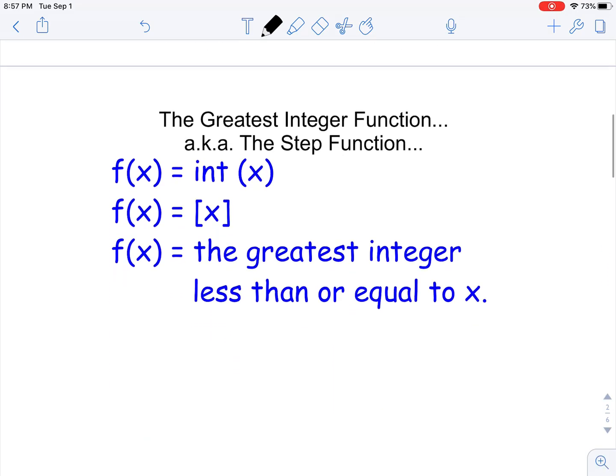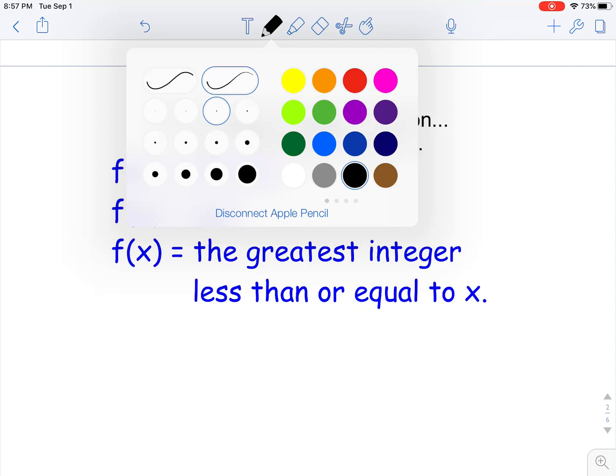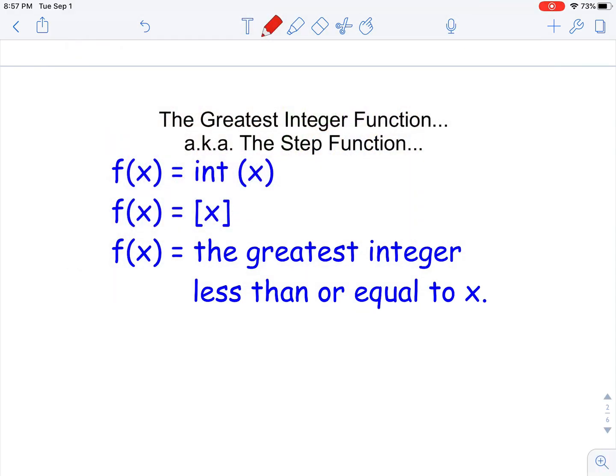So before we look at what that means, I do want to point out that there are two different ways that you might see the greatest integer function written. So we could see it look like one of these two. No matter which of these we see, we still read it as the greatest integer less than or equal to x. And that's the key, less than or equal to x. So what does this mean?